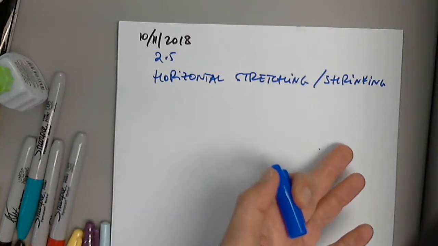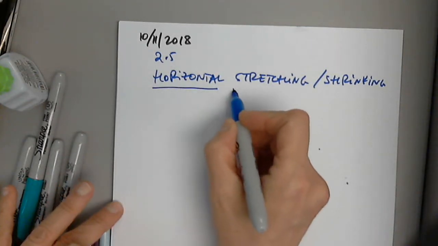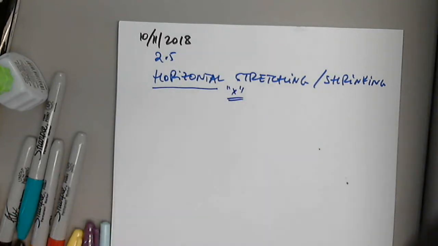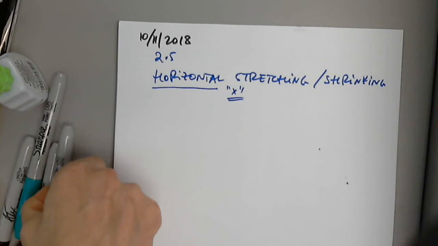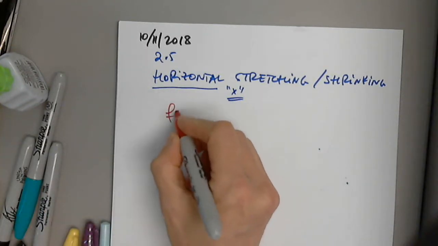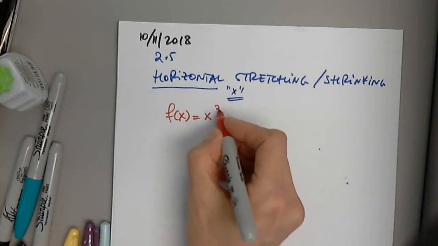So every horizontal transformation is a transformation in x, right? And any transformation up and down, or on the y-axis, must be a transformation in y. Obviously this will be a transformation in x because it's horizontal. So we're only talking about change in x. Next, let's suppose we have f of x, which is x cubed.